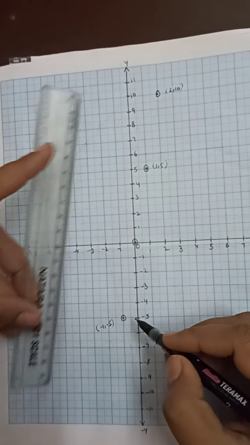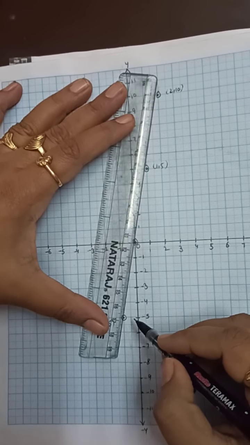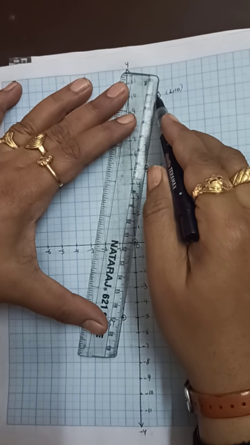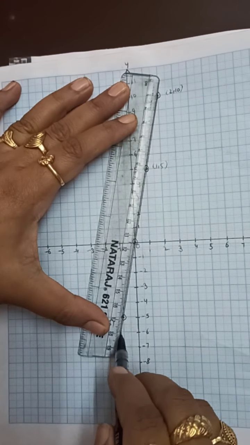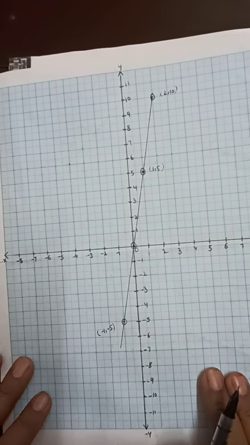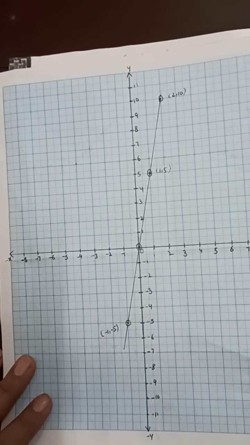Now you are getting these values. Now join all the points. It will be like that. You are getting a straight line. So this is the graph for my equation, y equals 5x.